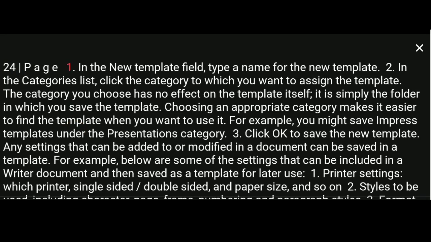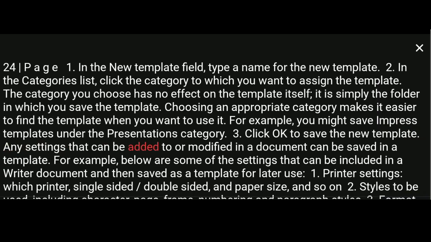1. In the New Template field, type a name for the new template. 2. In the Categories list, click the category to which you want to assign the template. The category you choose has no effect on the template itself, it is simply the folder in which you save the template. Choosing an appropriate category makes it easier to find the template when you want to use it. For example, you might save Impress templates under the Presentations category. 3. Click OK to save the new template.